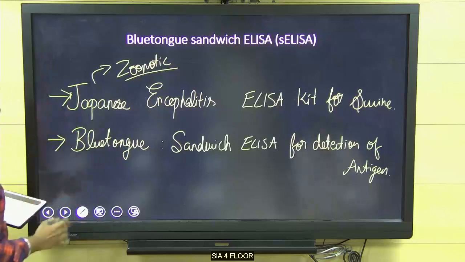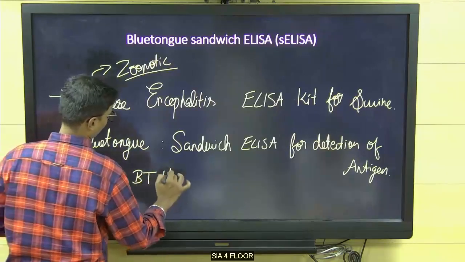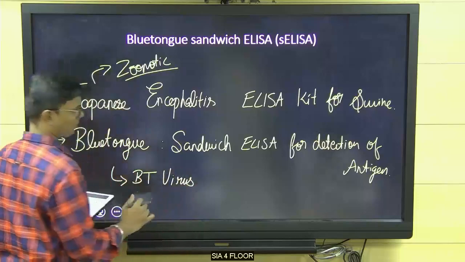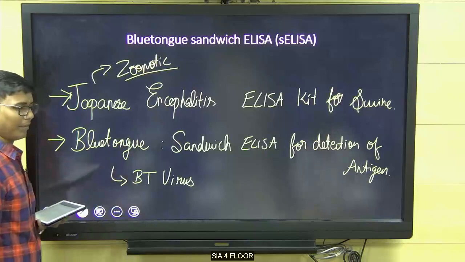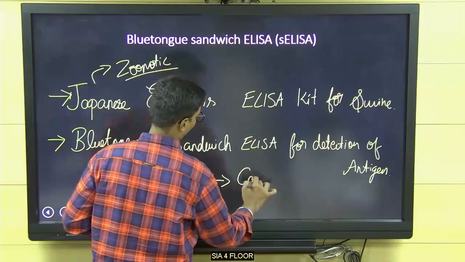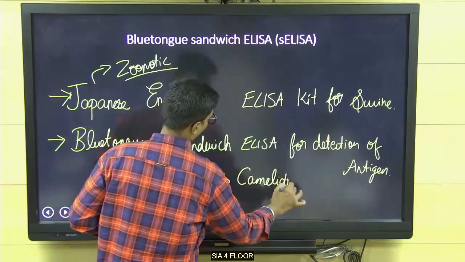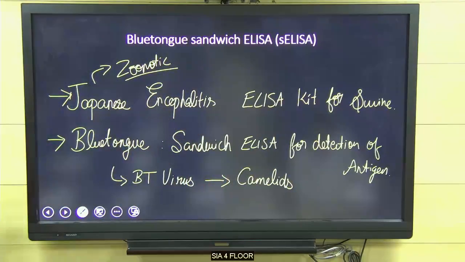First thing. Second, blue tongue is a disease caused by the blue tongue virus, BT virus. Blue tongue virus, not to be confused with Bacillus thuringiensis. That's B small letter t. This is B capital letter T. BT virus. It affects almost the entire cattle population. Most importantly, camelids. Camel population, goats, buffaloes, all the cattle are affected. This is also a highly infectious disease.